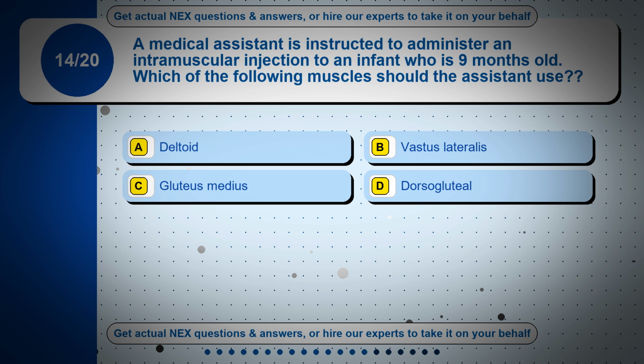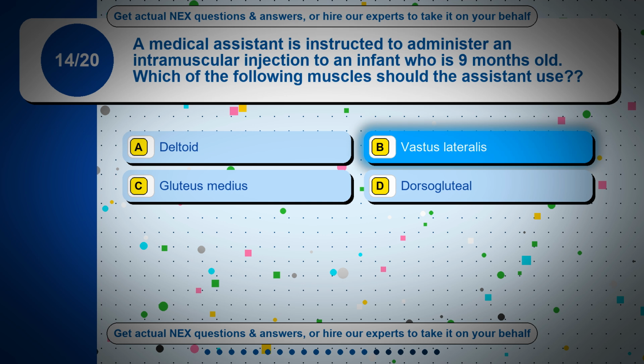Question 14. A medical assistant is instructed to administer an intramuscular injection to an infant who is 9 months old. Which of the following muscles should the assistant use? Option A, deltoid. Option B, vastus lateralis. Option C, gluteus medius. Option D, dorsogluteal. The correct answer is option B.